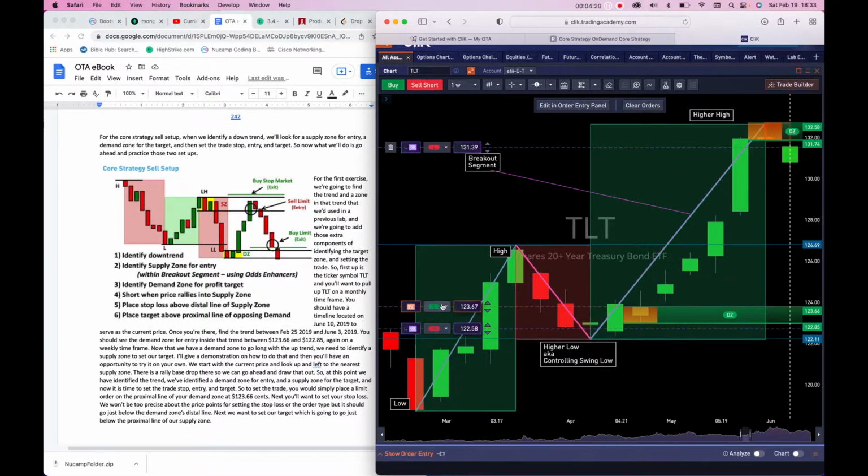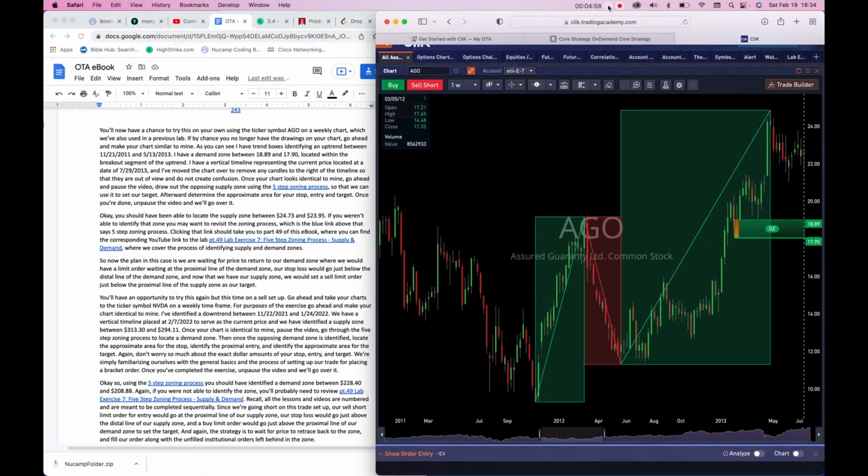All right, so as you can see here, I have a limit order placed at $123.66. I have my stop loss placed just below the distal line of my demand zone. And then I have my sell limit order placed just below the proximal line of our supply zone, so that in the event the trade works in our favor while we're going long, we can go ahead and exit for a profit. You'll now have a chance to try this on your own using the ticker symbol AGO on a weekly chart, which we've also used in a previous lab.